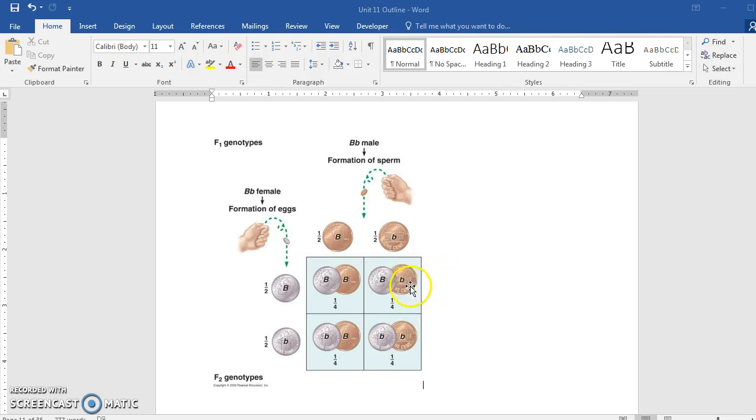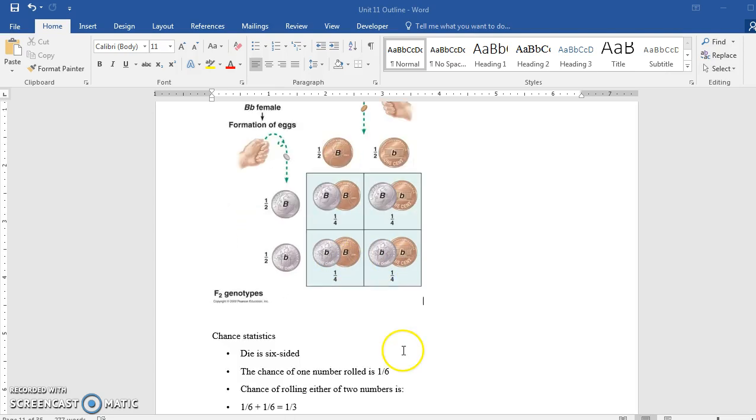Now, as it turns out, you have two different ways of getting big B, little b, this hybrid. So you take the 1/4 plus the 1/4, not multiplying them but adding them. 1/4 plus 1/4, and you get 1/2. So 1/2 of the offspring should be big B, little b. You can see the big B, little b here. And 1/4 will be homozygous big B, 1/4 will be homozygous little b.